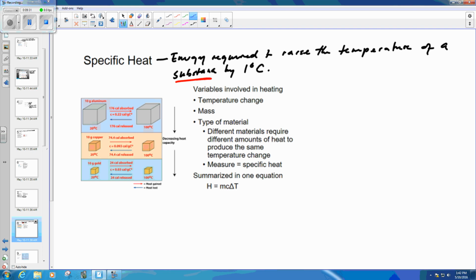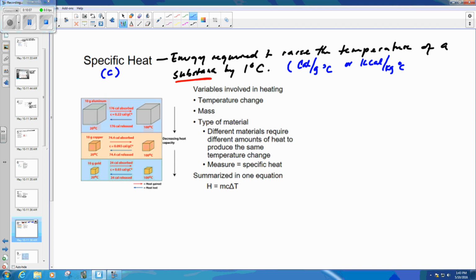So C stands for specific heat. The units that are used are either calories per gram per degree Celsius, or kilocalorie per kilogram per degree Celsius. We can also use joules per kilogram per degree Celsius.